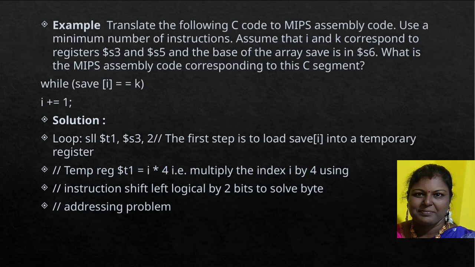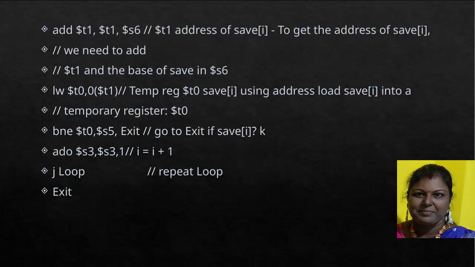Here, we're working with assembly instructions to access and compare elements in an array. First, we calculate the address of save at index I by adding the base address in S6 to the offset in T1. Then, we load the value at that address into a temporary register, T0. Next, we compare this value with S5. If they're not equal, we jump to exit. Otherwise, we increment our counter in S3 and jump back to loop to continue processing.